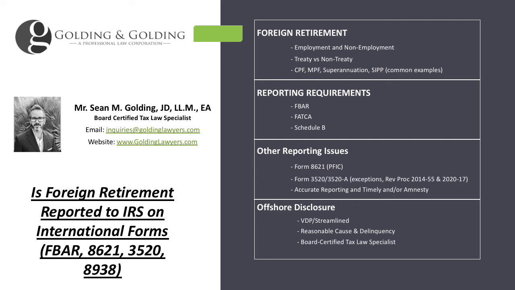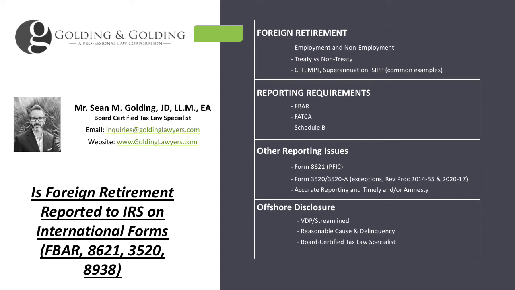It's more like a technicality, and it's generally not going to be considered qualified. There are some exceptions. For example, Rev Proc 2014-55 specifically exempts things like RRSPs and RRIFs from Canada of having to be reported on the 3520 or 3520A, although it's still included on the FBAR and FATCA.